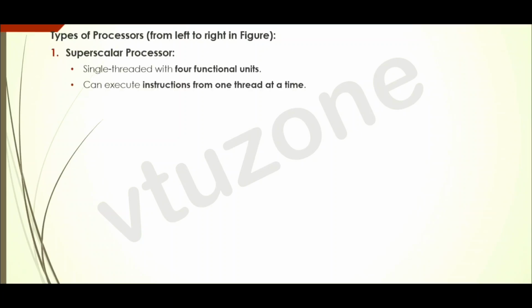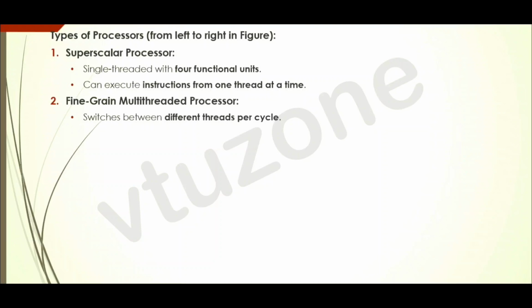This works with one thread at a time and it has 4 functional units to process instructions. This is good for simple tasks but not great for multitasking. Then the second type is the fine-grained multi-threaded processor. It switches between different threads every cycle. Then it is useful when there are frequent changes between threads.